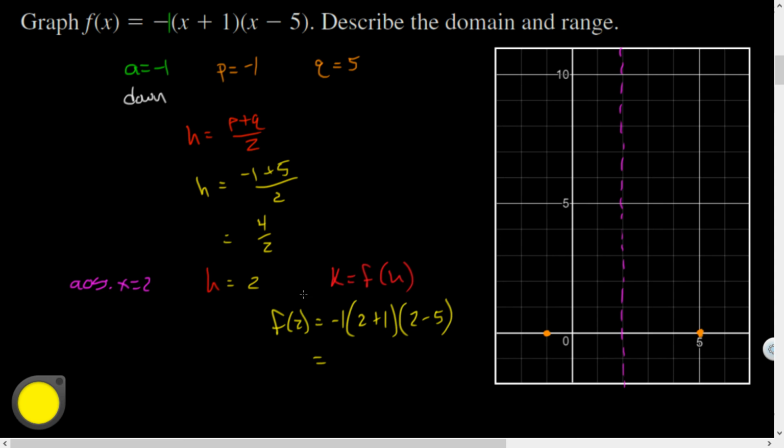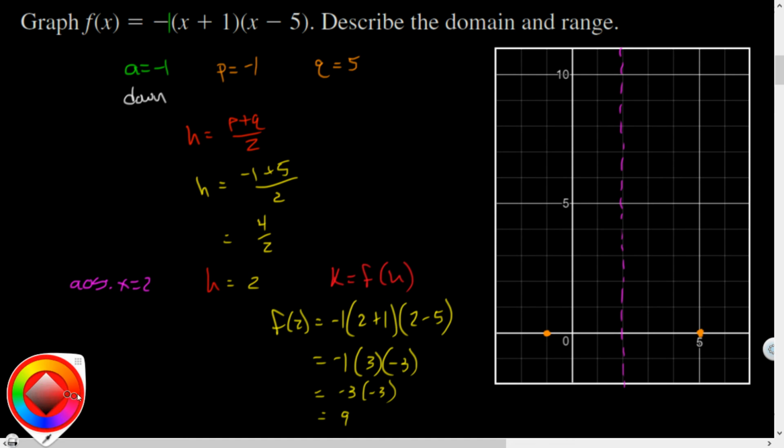And if I plug in something for x, I will find its corresponding y value. So I'll have -1 times (2 + 1), which is 3, and (2 − 5) is -3. -1 times 3 is -3, times -3. Oh, positive 9. So that's going to be my k.